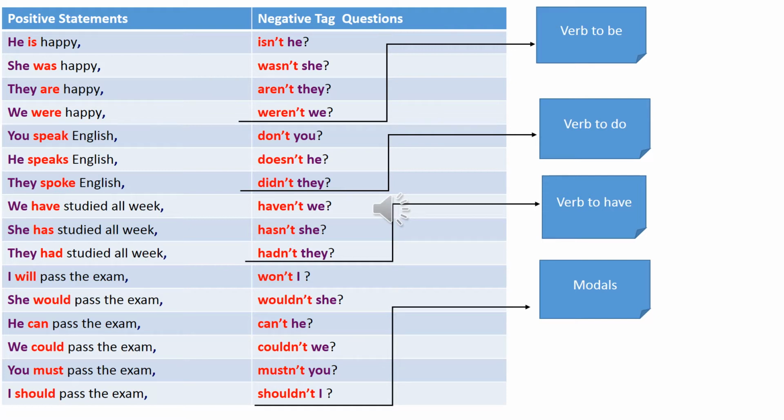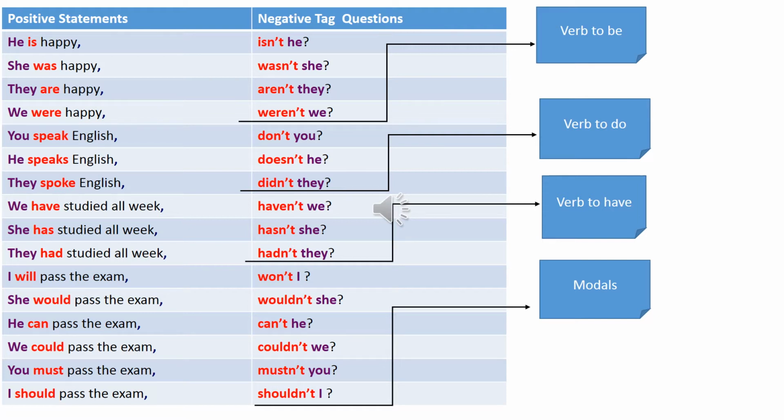Let's start with the first statement. He is happy. It is positive. We don't have negation here. The question tag is isn't he. He is happy, isn't he? Is becomes is not, because the statement is positive, so the question tag has to be negative.